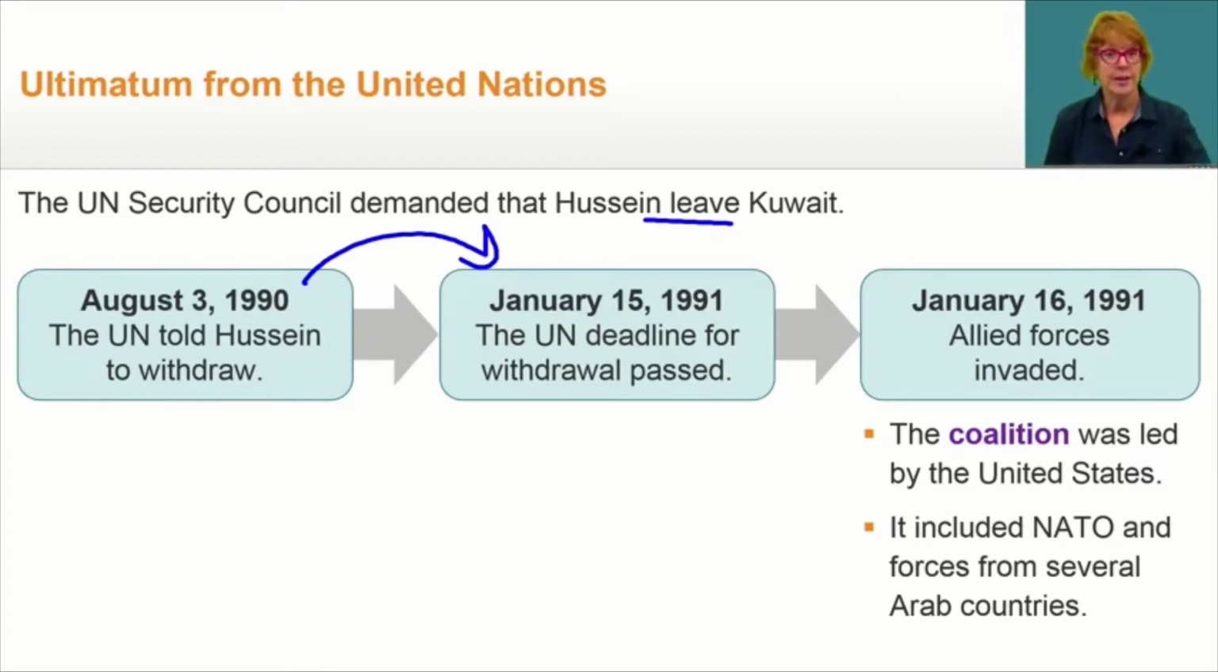When the UN deadline was ignored, Allied forces invaded. The coalition was led by the United States, and it included NATO and Arab forces from several countries, including Egypt, Qatar, and Syria, as well as Kuwaiti forces. Conflict in the Middle East involved nations from around the world. The combined resources of the coalition added up to a powerful force.